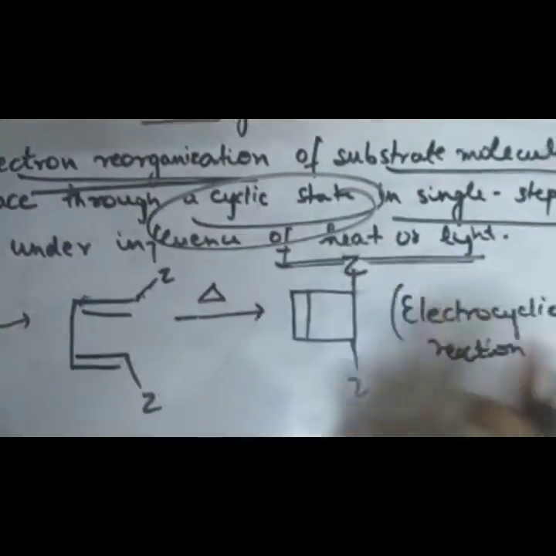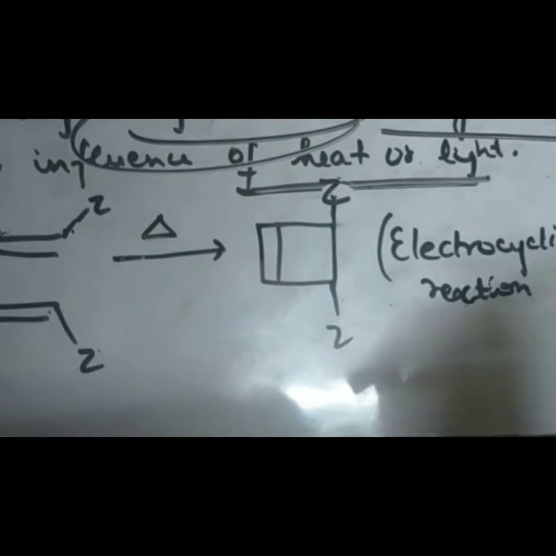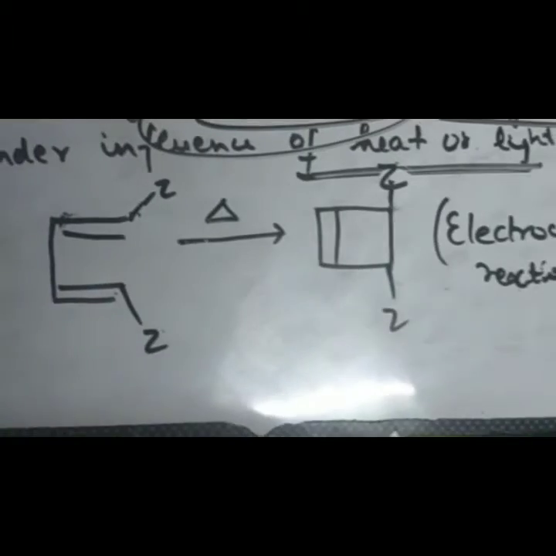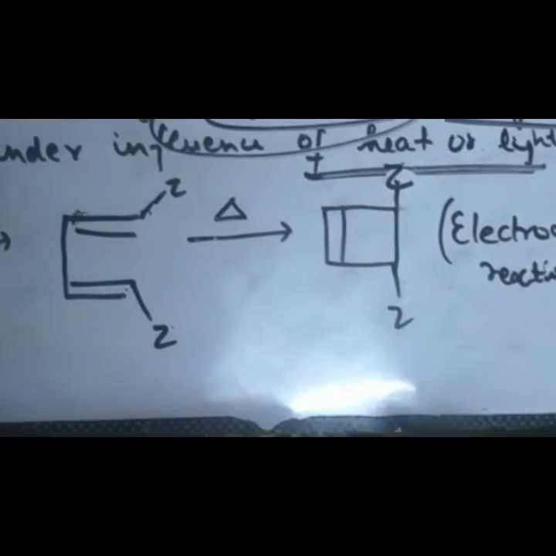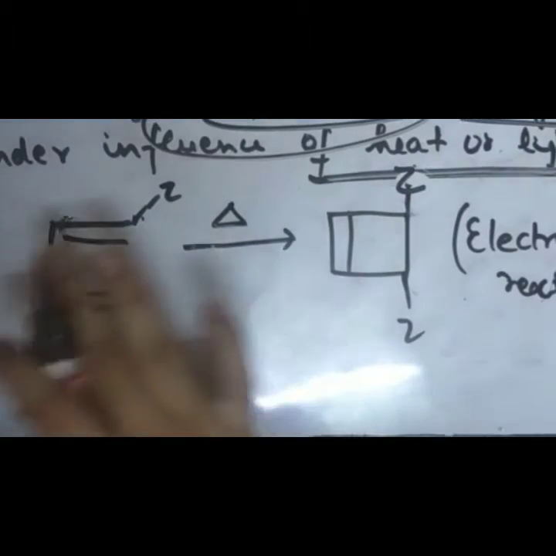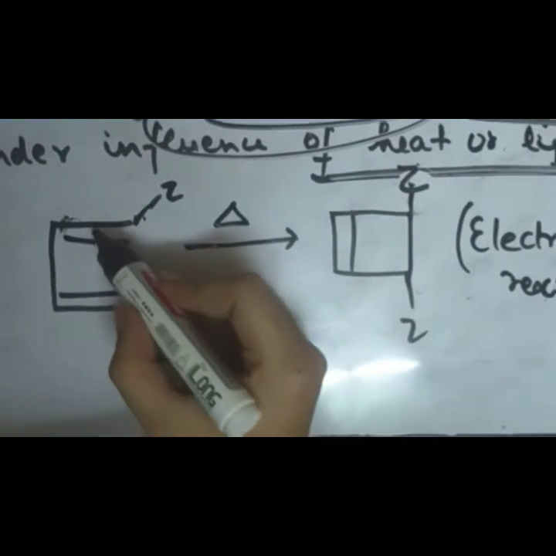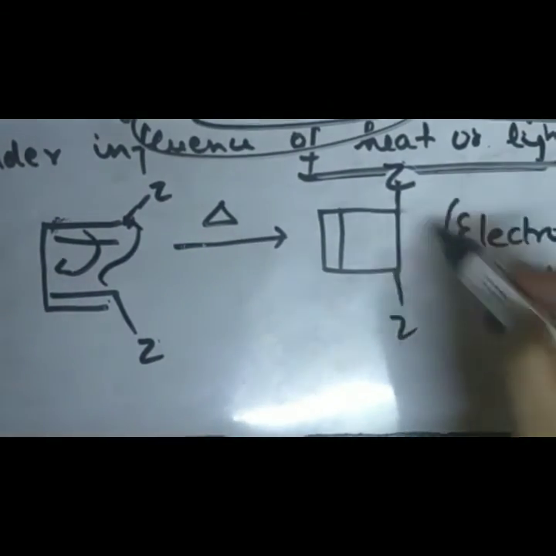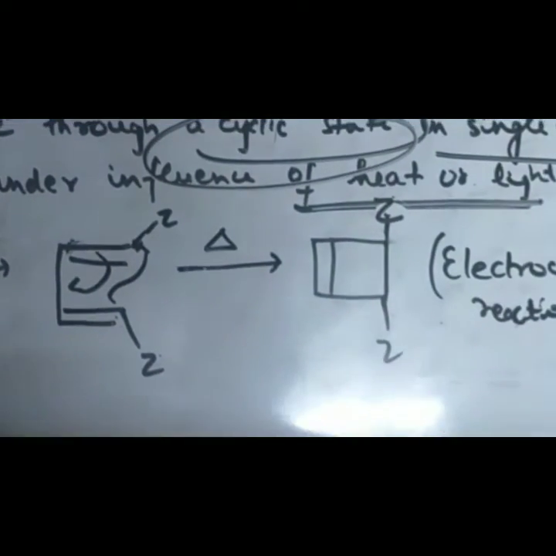So pericyclic reactions are of 3 types: electrocyclic, sigmatropic and cycloaddition, right? So first one we are discussing here is electrocyclic. So in this type of reaction, this is the structure. In presence of heat, the electrons reorganizes themselves and we obtain a cyclic structure. So it is electrocyclic reaction because we are obtaining cyclic structure in the end.